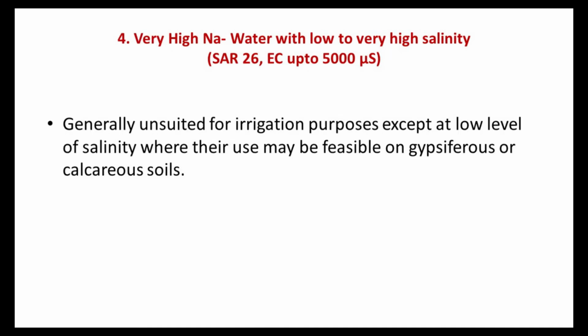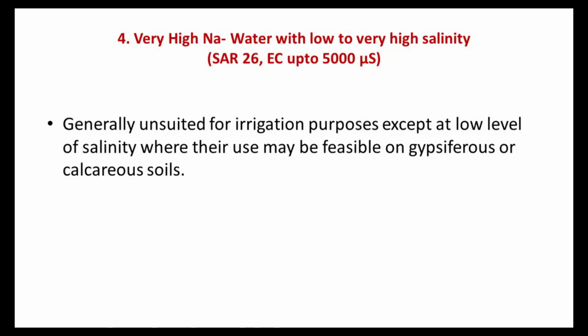Now the fourth category is very high sodium water with low to very high salinity. This type of groundwater is generally unsuited for irrigation purposes except at low level of salinity, where their use may be feasible on gypsiferous or calcareous soils.